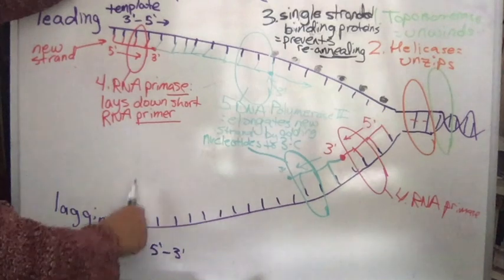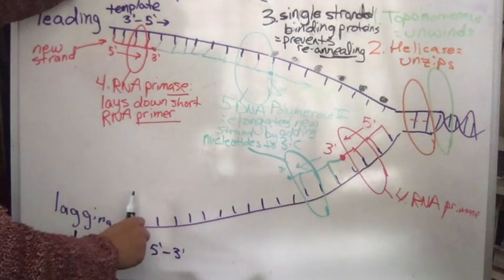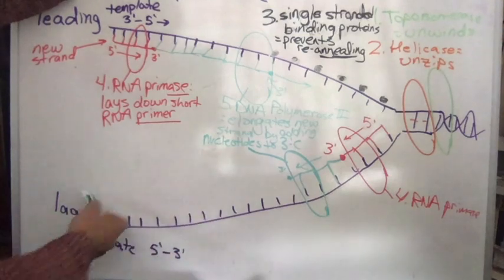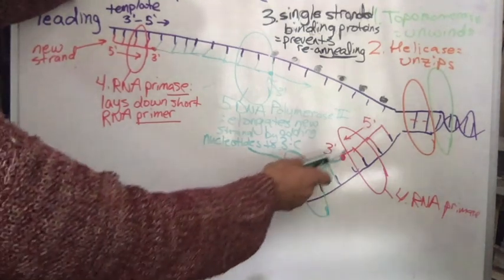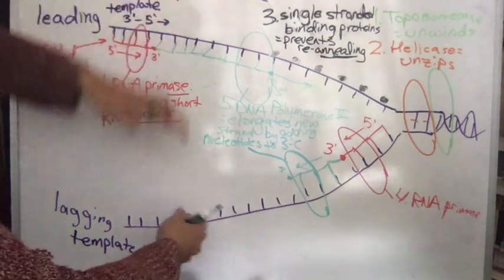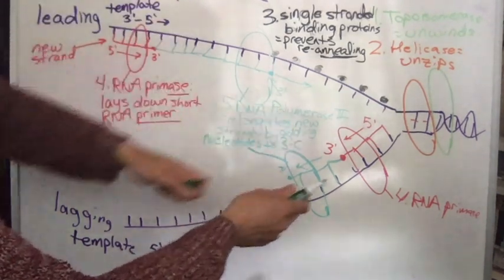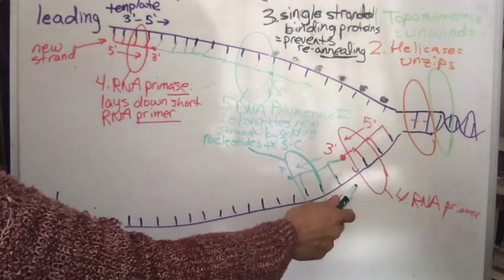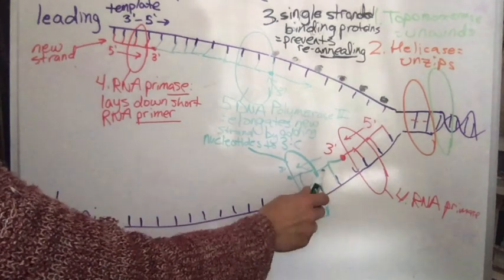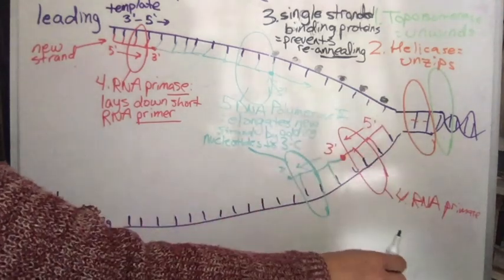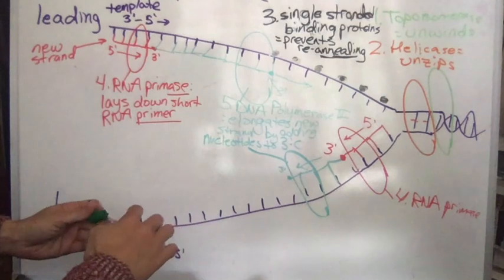On the lagging strand, let's say that this was the origin. We had initiation occur here, and it has to go in the opposite direction, but all of these nucleotides are being opened up here. So what happens on the lagging template is that as more nucleotides are exposed, this process, the RNA primase laying down an RNA primer, and DNA polymerase III elongating, will actually occur over and over and over again as more nucleotides are exposed.